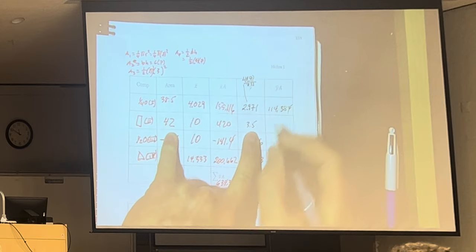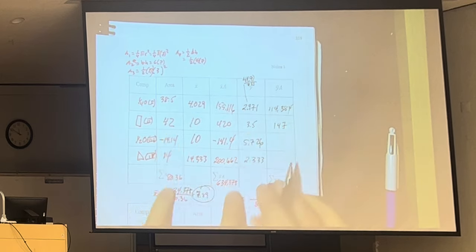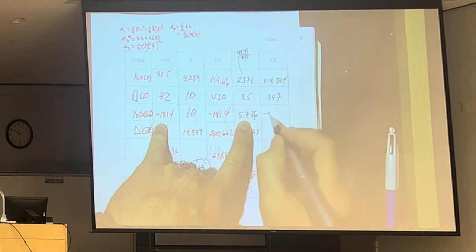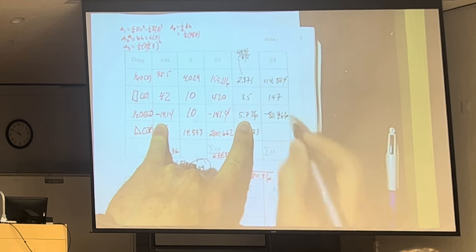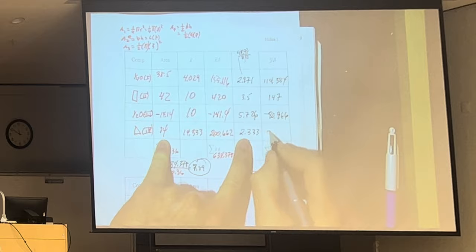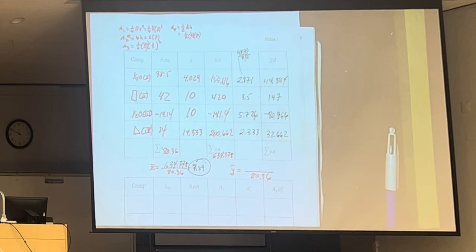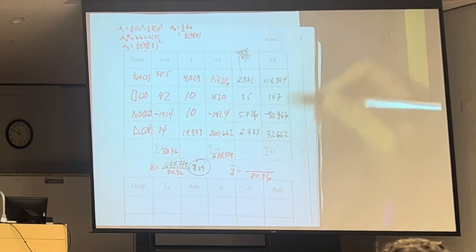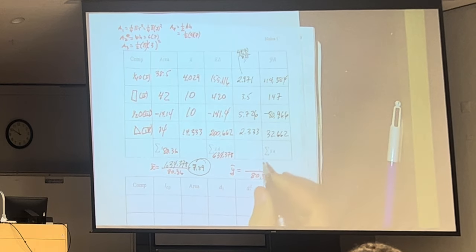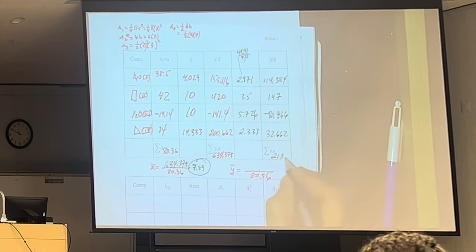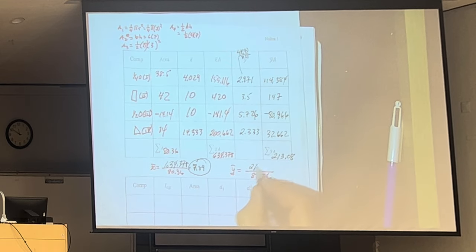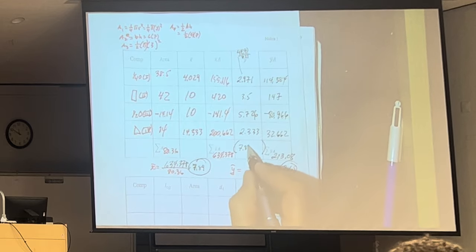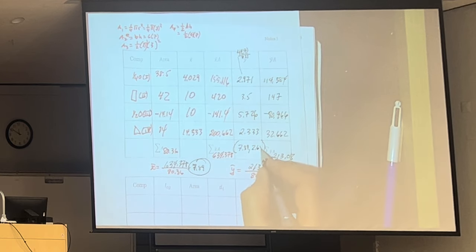So multiply these two numbers together, you get 114.384. Multiply these two numbers together, you get 147. Multiply these two numbers together, you get minus 80.966. Multiply these two numbers together, you get 32.662. That's nothing more than a multiplication of two numbers. Add this up to 13.08. This is 13.08 divided by 80.36, giving me 2.65. So my centroid is 7.89, comma, 2.65.